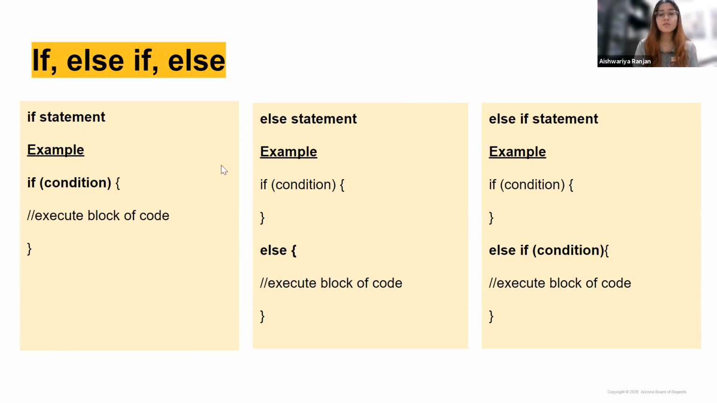But suppose you're checking if A is greater than B, then do this. Otherwise, if that condition is not satisfied, you want your program to do something else. So you would use the else statement. And if A is not greater than B, this if condition is not satisfied, and you have another condition to specify, in that case, you would use the else if statement and then execute whatever you want to.